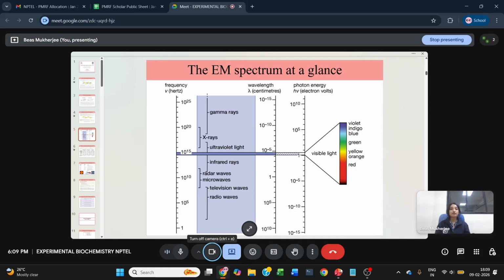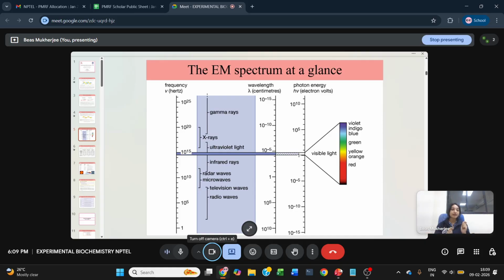Okay, so for gamma radiations, you see the particular range of frequency and wavelength is given. Then after that come the X rays, then the UV light, and right after that comes the visible light containing VIBGYOR, which is violet, indigo, blue, green, yellow, orange and red, the colors of the EM spectrum that we can see.